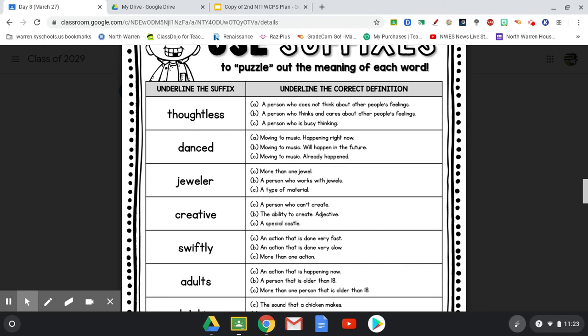Okay. So is thoughtless a person who does not think about other people's feelings? You're thoughtless. Is that a person who thinks and cares about other people's feelings? Or a person who is busy thinking? Well, the word less means you're not going to have it. You're without it. So if you're thoughtless, that means you're going to be a person who doesn't think about other people's feelings. So you would bubble in A.